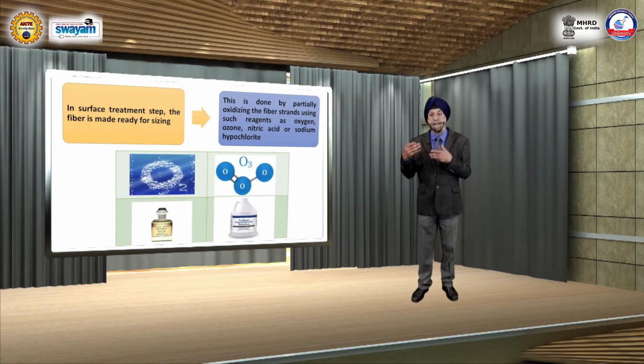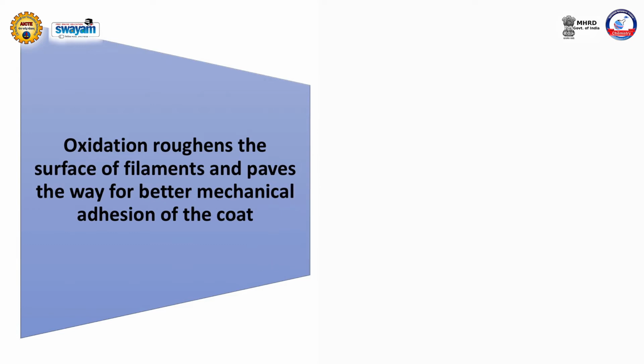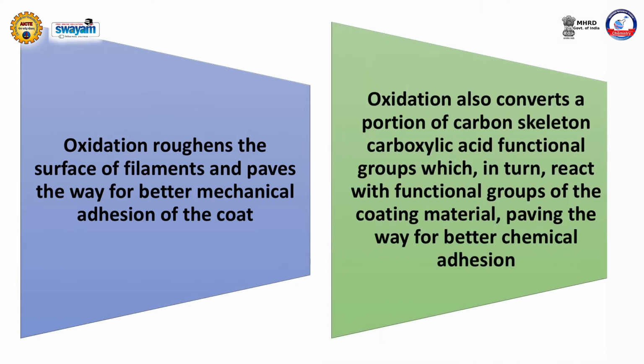This is done by partially oxidizing the fiber strand using such reagents as oxygen, ozone, nitric acid or sodium hypochlorite. Oxidation roughens the surface of filaments and paves the way for better mechanical adhesion of the coat. Oxidation also converts a portion of the carbon skeleton to carboxylic acid functional groups, which in turn react with the functional groups of the coating material, paving the way for better chemical adhesion.